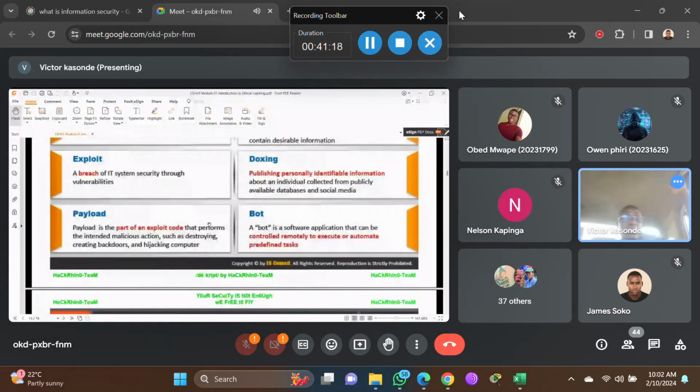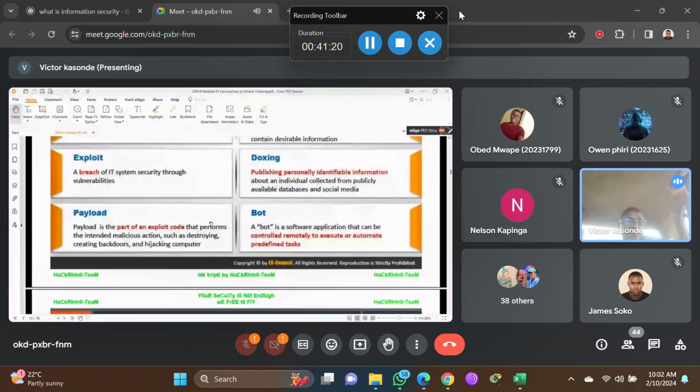What is a payload? A payload is the part of an exploitation code. You create code that performs an intended malicious action such as destroying, creating a backdoor, or hijacking a computer. You just create code which is malicious, which can bring misery. It can bring maybe denial of service or other things. So that is what you call a payload.